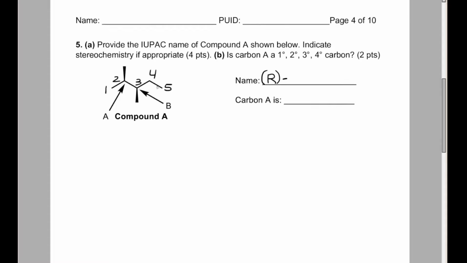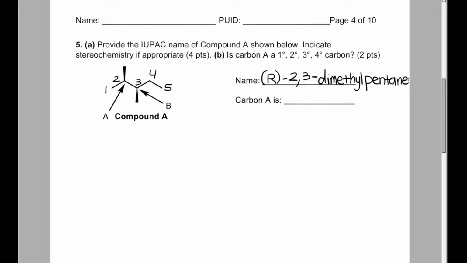So now we know that the methyl groups are numbered 2 and 3, so we can write 2,3. And since there's 2 of them, instead of writing methyl, we can just write dimethyl. And we've already previously established that this is a 5-carbon long chain, parent chain. So this is a pentane.